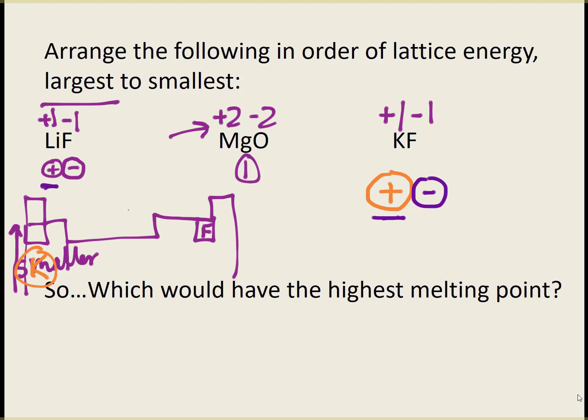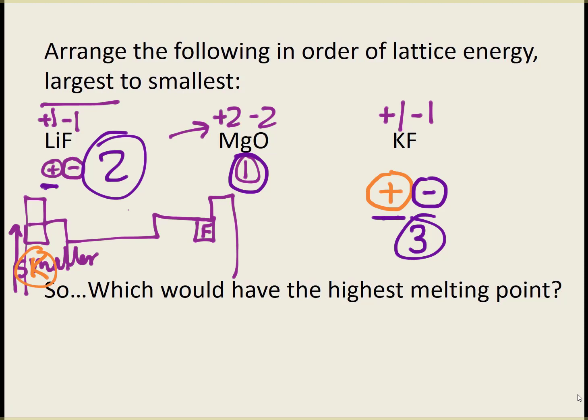Because the lithium is smaller than the potassium, this one's going to be the second largest lattice energy, and then this one's going to be the third. So again, look at charge first. That's how I got my number 1. And then look at size. Lithium is smaller than the potassium, so it's going to be the next largest.